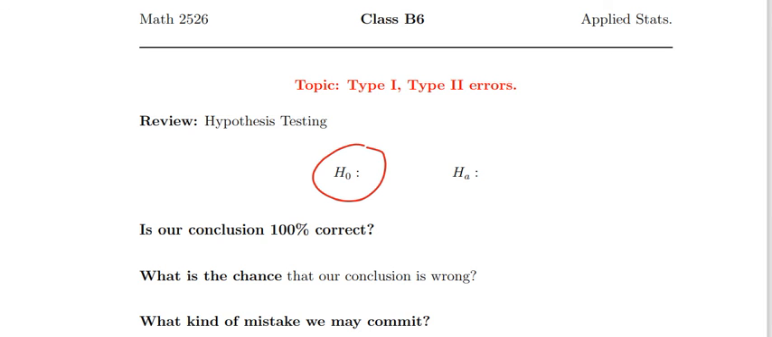So alpha is the significance level, and more precisely it is the probability of making a type 1 error. Okay, so that's today's topic.